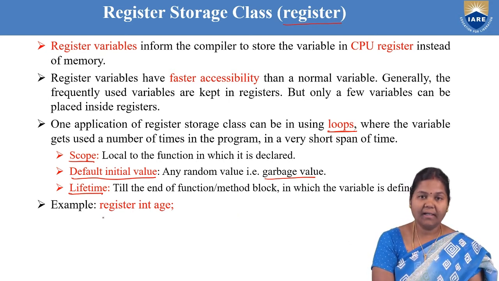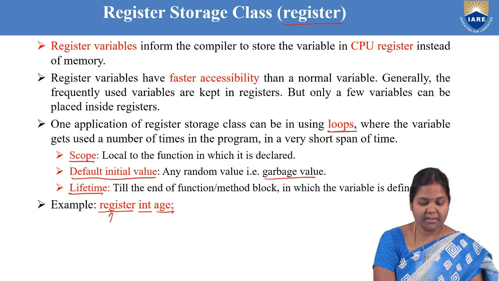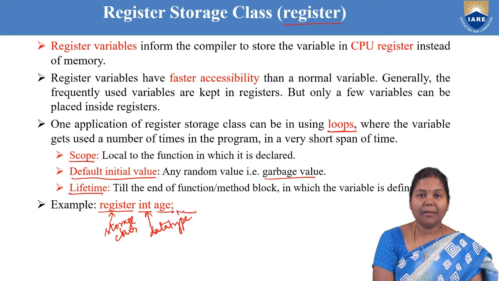So its scope is limited to the function itself. And how do you declare a variable to be of register storage class? You have to use the keyword register, followed by the data type, followed by the name of the variable. So here this is the storage class name, register, then the data type, then followed by the name of the variable.